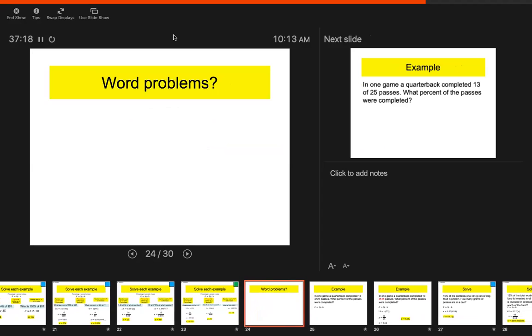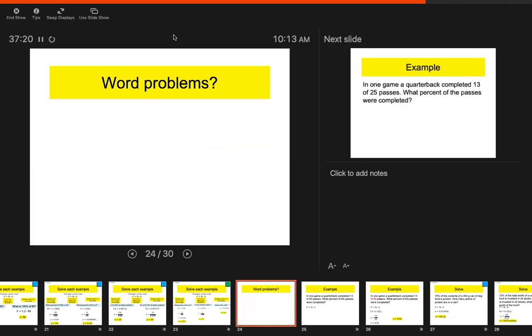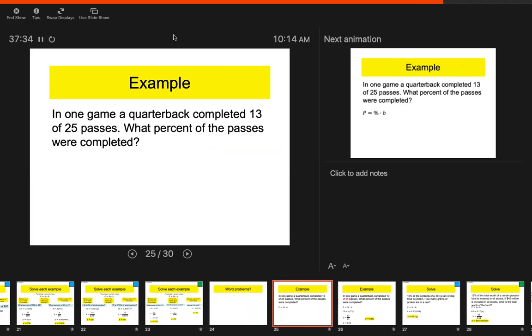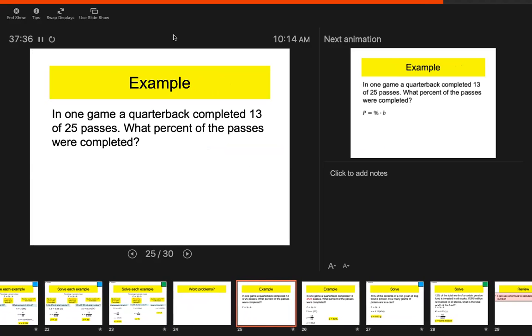All right, the harder ones, and Callie, we're just looking at one, are the word problems. When you get to word problems, sometimes they can get rid of the words is and of by using other words. Other times, some of the word problems will have the words is and of. They're sometimes challenging. So here's an example. It says, in one game, a quarterback completed 13 of 25 passes. What percent of the passes were completed?